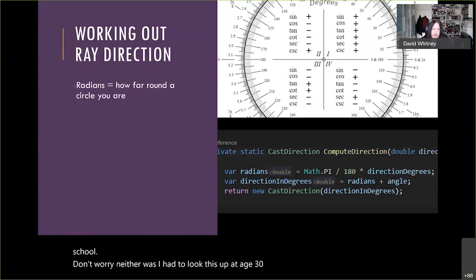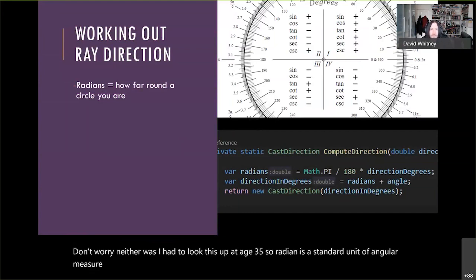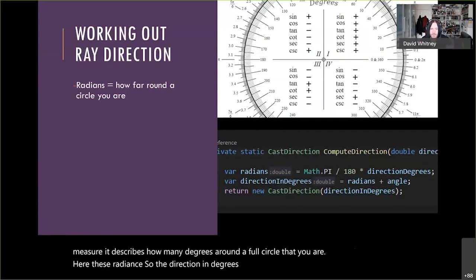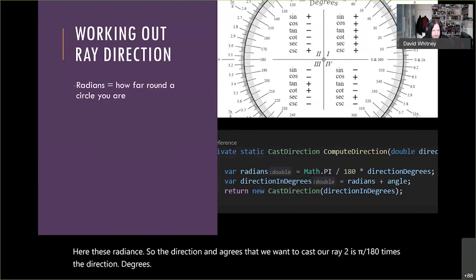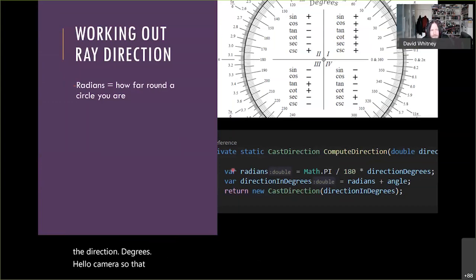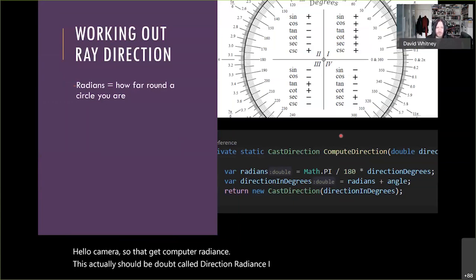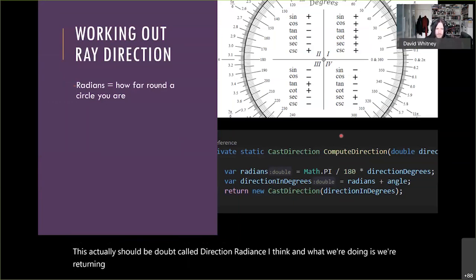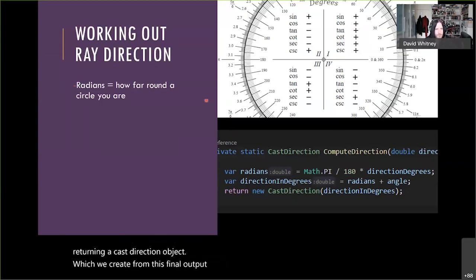So a radian is a standard unit of angular measure. It describes how many degrees around a full circle that you are. Here, these radians. So the direction in radians that we want to cast our ray to is pi divided by 180 times the direction in degrees of our camera. So that computes our radians. This actually should be called direction in radians, I think. And what we're doing is we're returning a cast direction object, which we create from this final output, which works out which way we're pointing on this circle.